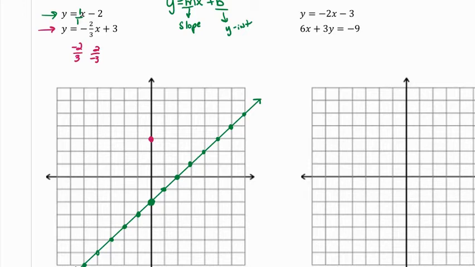So if I do the +2 over -3, I'm going to go up 2, but then left 3. Up 2 and left 3. And then to go the other direction, I'm going to do the same thing, but opposite. So down 2 and right 3. And then I'll draw that line.